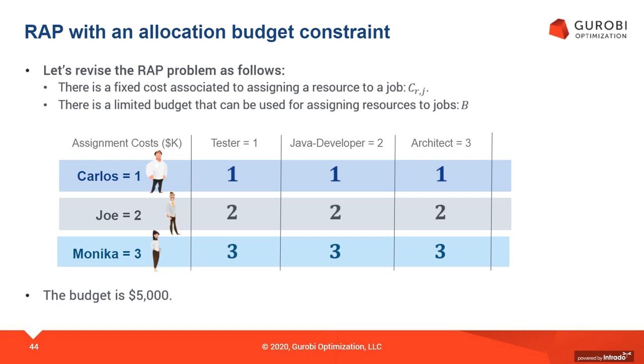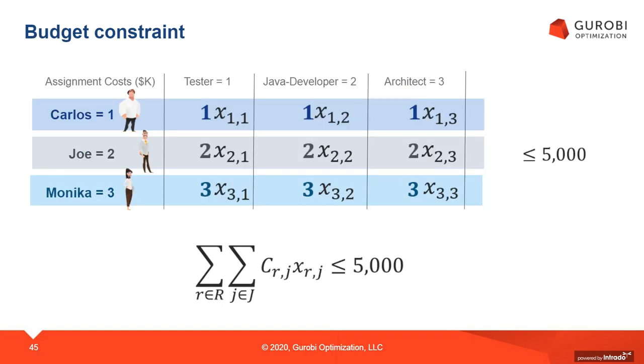So in the table now, we can see that for each resource, for example for Carlos, if Carlos is assigned to any of the jobs that we have here, the assignment cost will be $1,000. For Joe, being assigned to any of the jobs will be $2,000, and for Monica, assigned to any of these jobs will be $3,000. And our budget will be $5,000. So notice that with this budget, we cannot assign three resources. And we are going to make sure that that doesn't happen in a proper way.